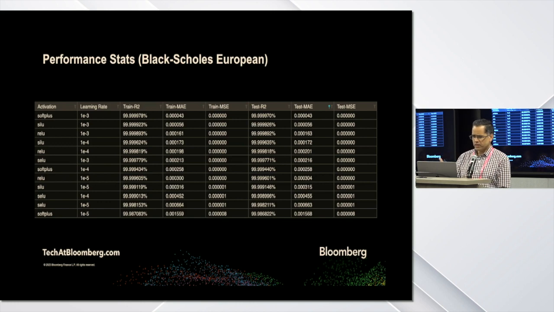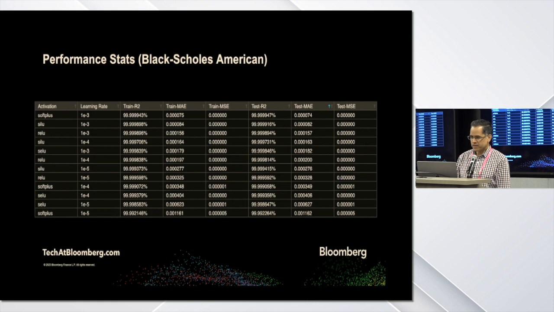So here I'm showing you the statistics for Black-Scholes European, which is a base case. You don't need a machine learning model to price in Black-Scholes European. But as you can see, the machine is learning really well for this choice of activation and learning rate, softplus and I think 1 × 10^-3. And similarly for the American options, I think that's where the deep learning models really shine, because the numerical methods are super slow for American options. Again, we get very good accuracy of both prices and Greeks in the American options.